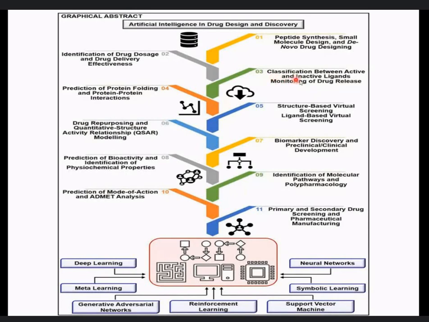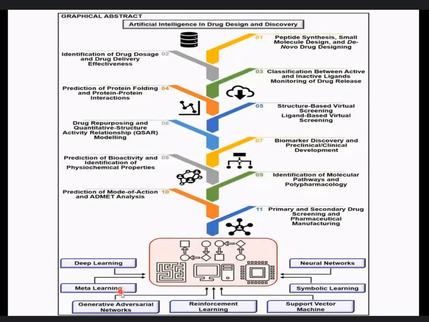You can see there is a classification between active and inactive ligands, monitoring the drug release. You can do that, which is active, which is not active, structure-based virtual screening. That is very important. If you can screen something, ligand-based virtual screening as well as structure-based virtual screening. Then biomarker discovery, preclinical and clinical development, identification of molecular pathways and polypharmacology, primary and secondary drug screening, and all these come from this artificial intelligence, machine learning, deep learning.